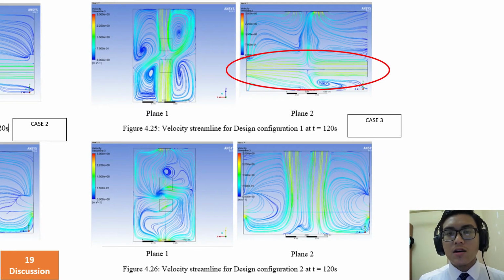This is because the velocity streamline for design configuration 1 covers almost all parts of the heating chamber, especially along the rotary drum, which consists of wet sludge. This can help the sludge to evaporate more water during the process due to more hot air being in contact with the sludge.